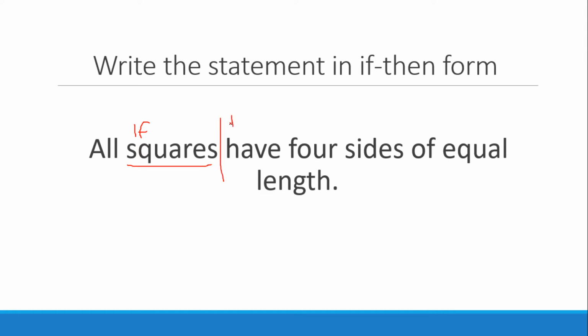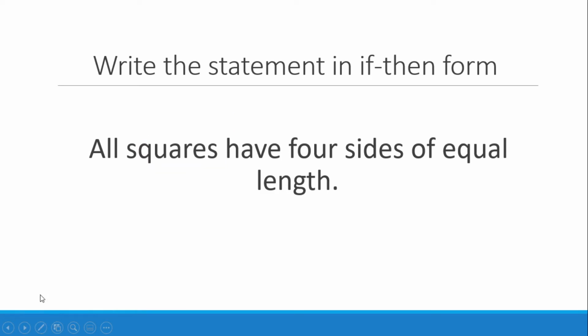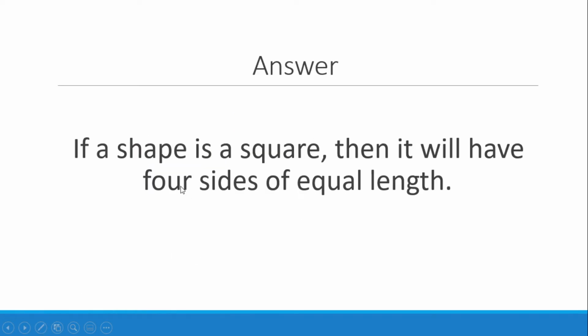then it will have 4 sides of equal length. So if the shape is a square, then it will have 4 sides of equal length. Okay, so it doesn't necessarily always have the word if with if statements. Okay.